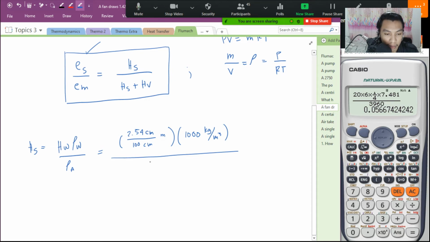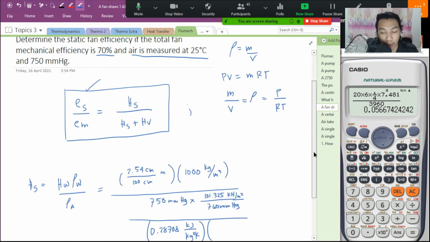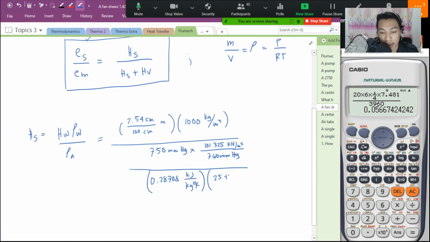So, 750 mmHg times 101.325 kilonewton per meter squared divide by 760 mmHg divide by R ng air, 0.28708 kilojoule per kilogram degree Kelvin. Tapos i-multiply natin 'to ng yung temperature that is given there, 25. 25 plus 273 degree Kelvin.